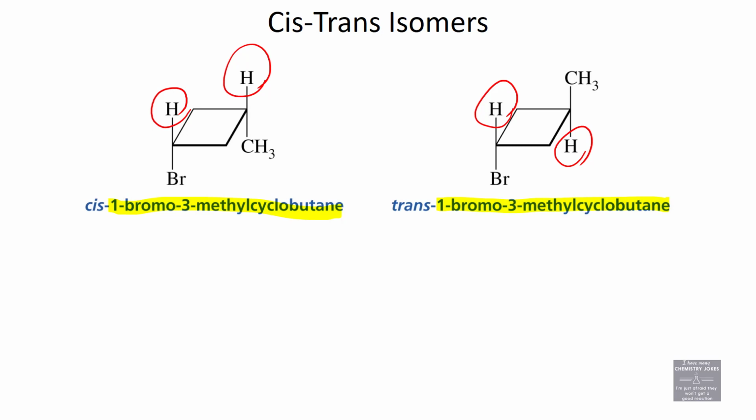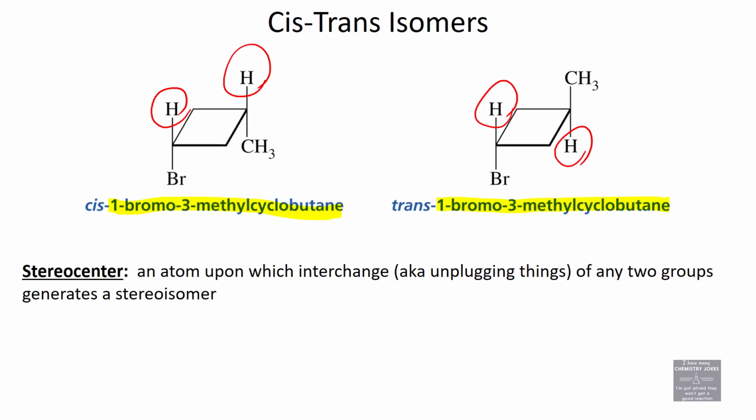So cis-trans isomers have a thing called a stereocenter. What is a stereocenter? An atom upon which interchange of any two groups generates a stereoisomer. What? This carbon is a stereocenter because if you unplugged and swapped the H and the Br, you get a different compound that would turn this cis compound into trans. This carbon is also a stereocenter. Same reason, unplug the methyl and the hydrogen, plug them in the other direction, it's a different compound. Yep, here too. There are two stereocenters in these molecules.